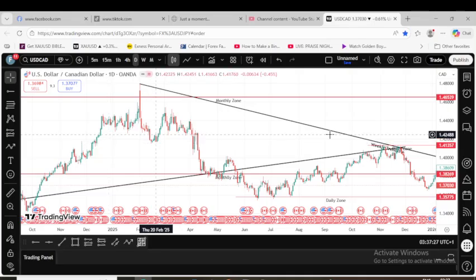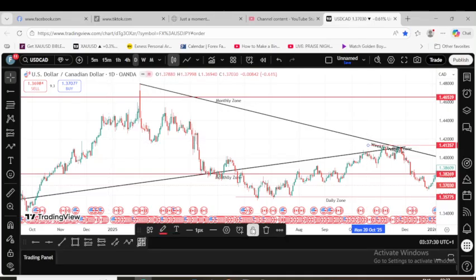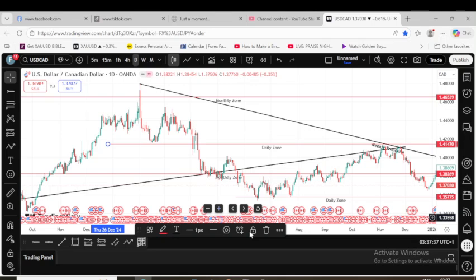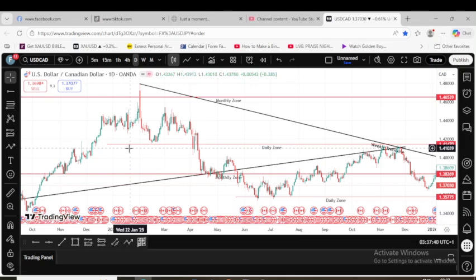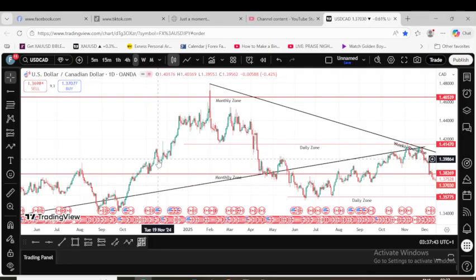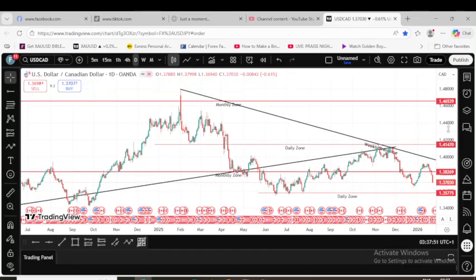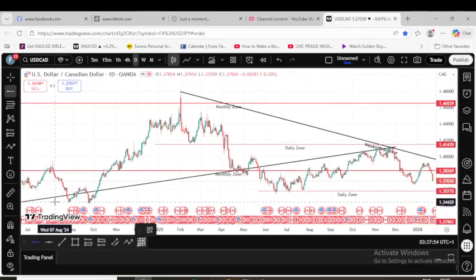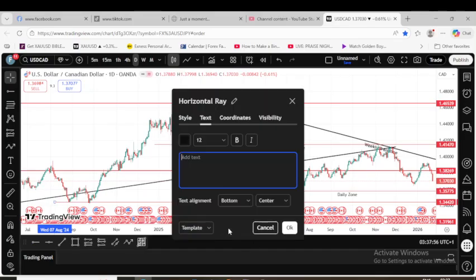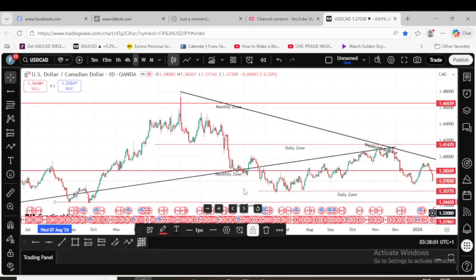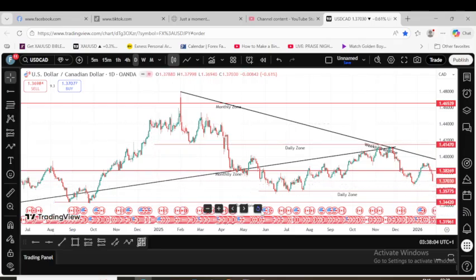You can even see that this daily zone here, hold on, this daily zone here, we can move it all the way here. You can see that it acts as a resistance level before acting as a support level. Let's see if we have anything else. Any other daily zone here? Okay, so that's it.